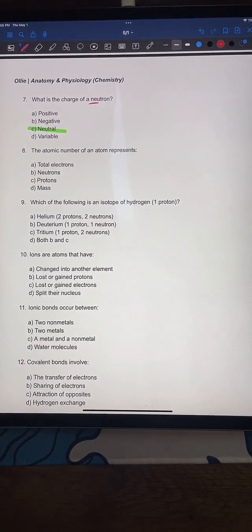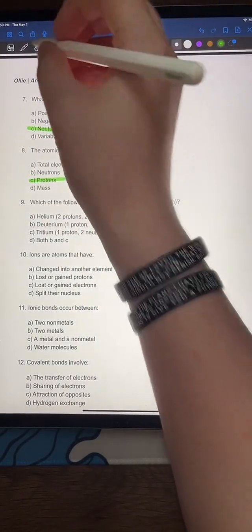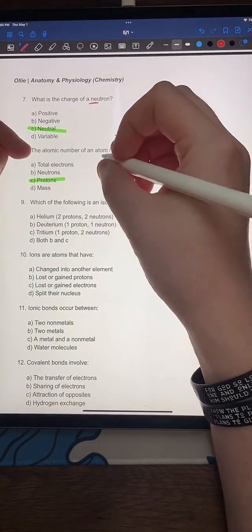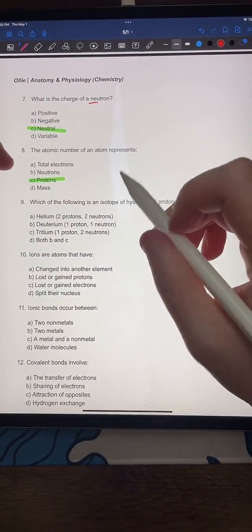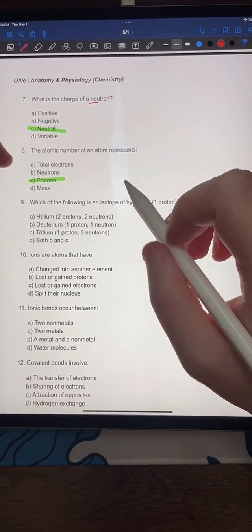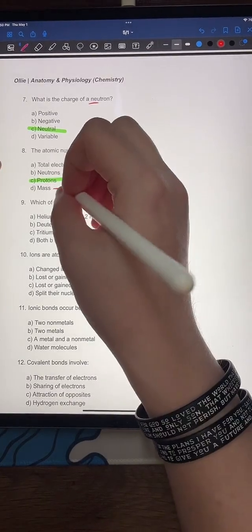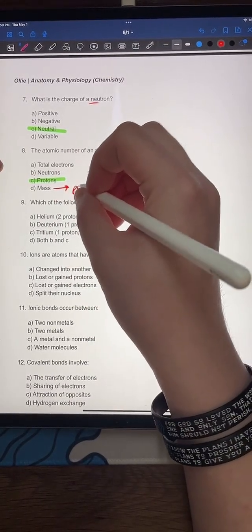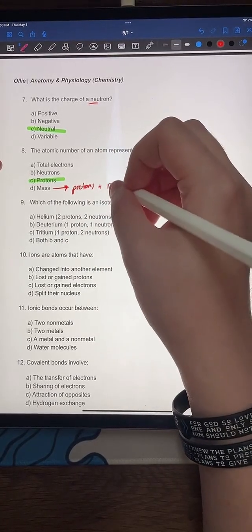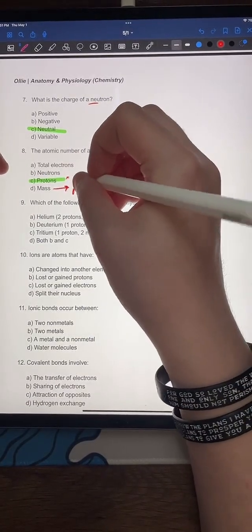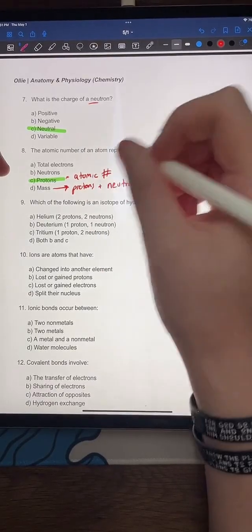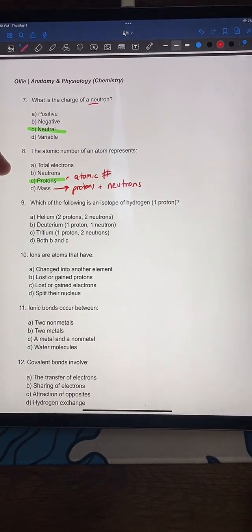Number 8, the atomic number of an atom represents what? The answer is C, protons. So the atomic number represents the number of protons in an atom. The total of electrons, that's only if the atom would be neutral. But neutrons contribute to the mass, not the atomic number. D, mass number, is the total number of protons plus neutrons. So the number of protons is the atomic number, and the mass number is the protons plus the neutrons.